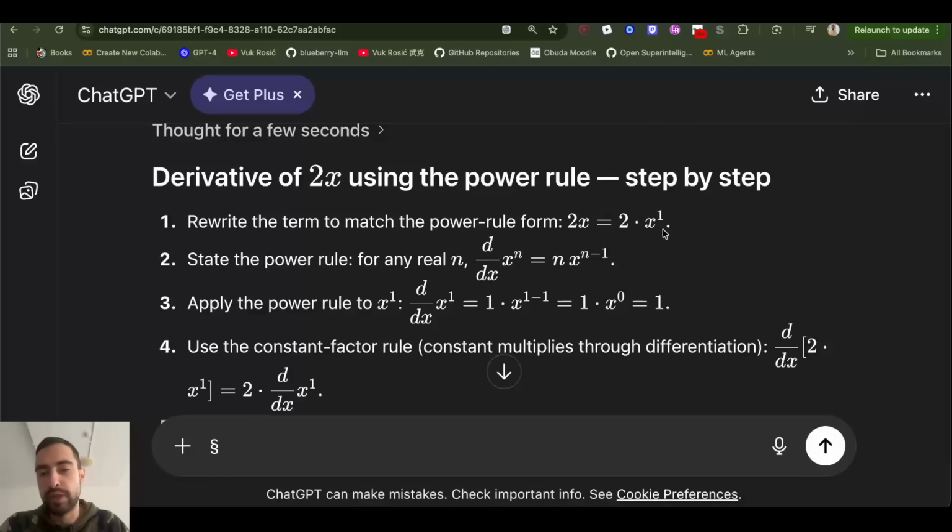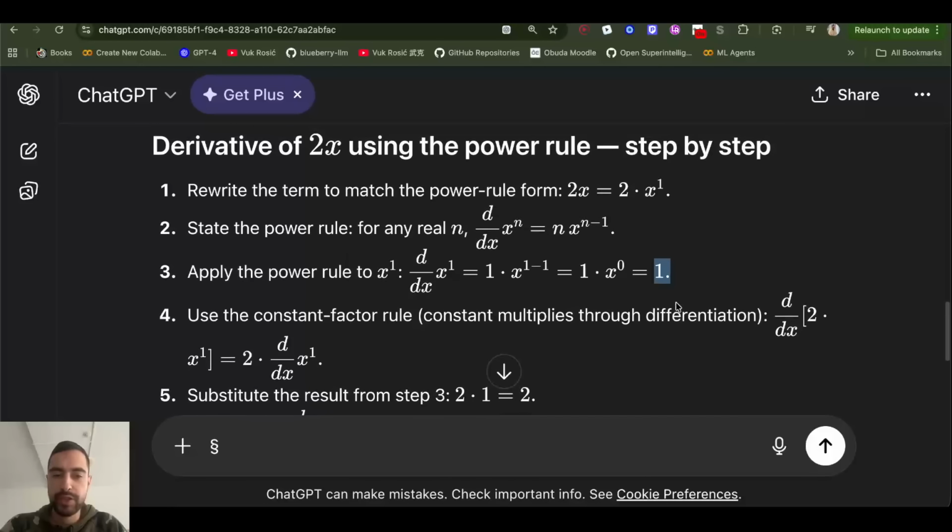I told you the rule is, whatever power you have here, you put it in front of the x. So 1 will go in front of the x, and then you will subtract 1 from whatever power we have here. So we have 1 minus 1. So 1 times x to 0. X to 0 is just 1. Any number to 0 is equal to 1. So that's going to be 1.